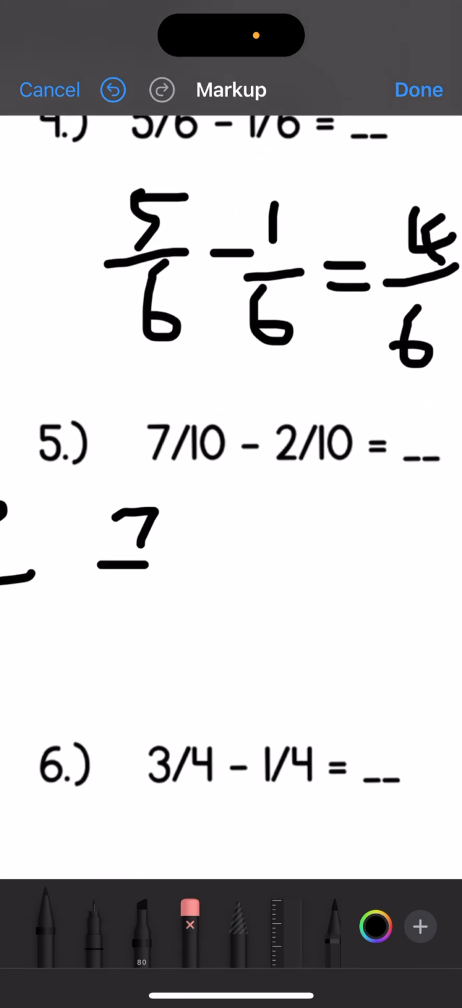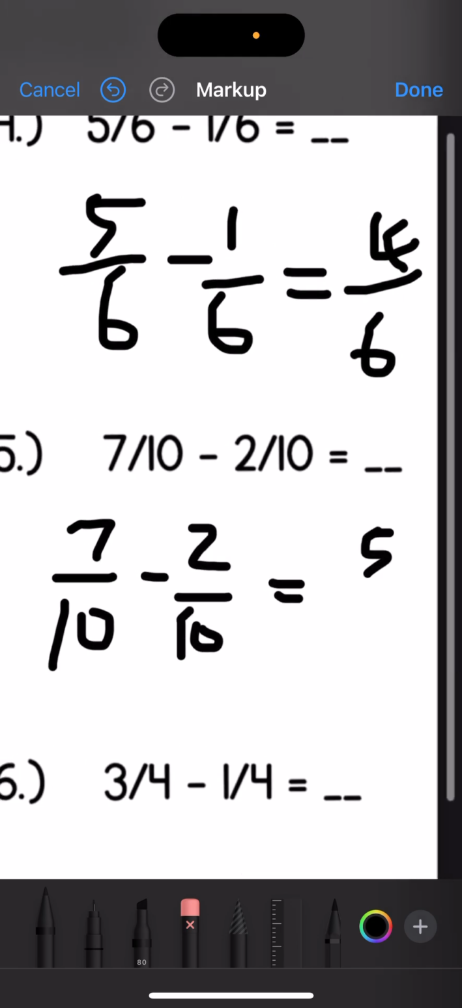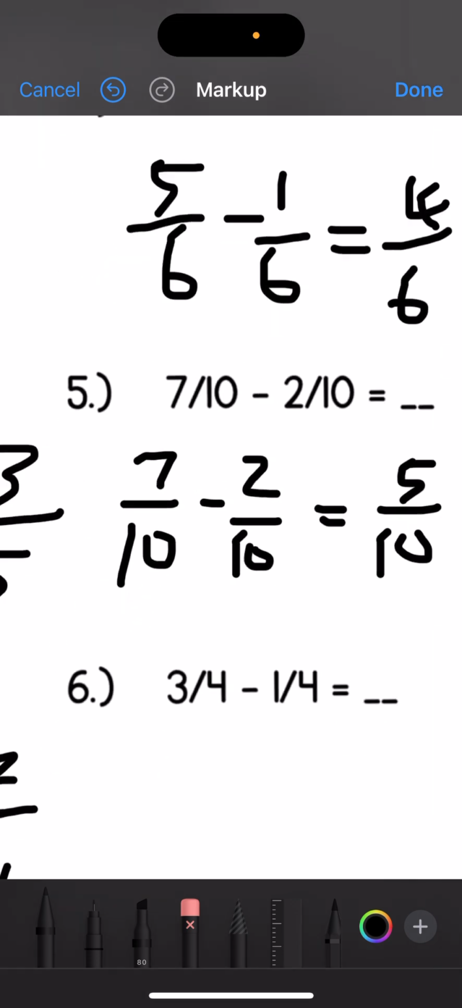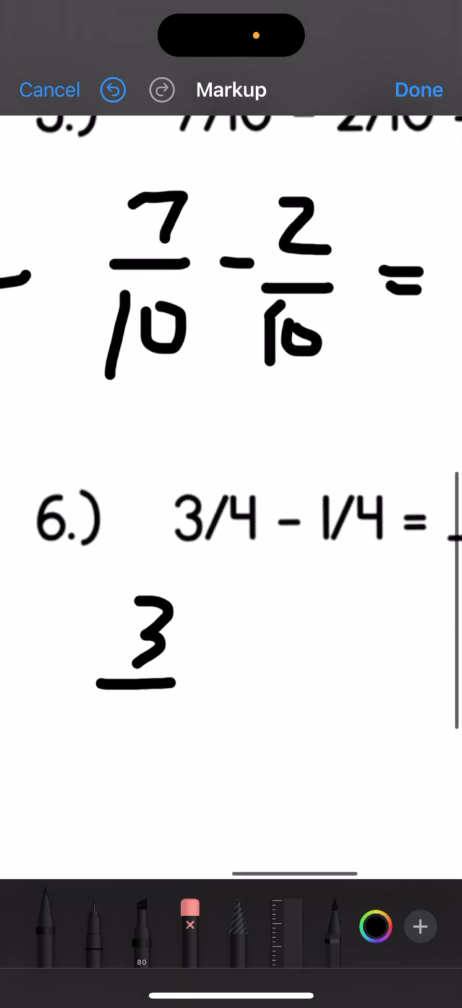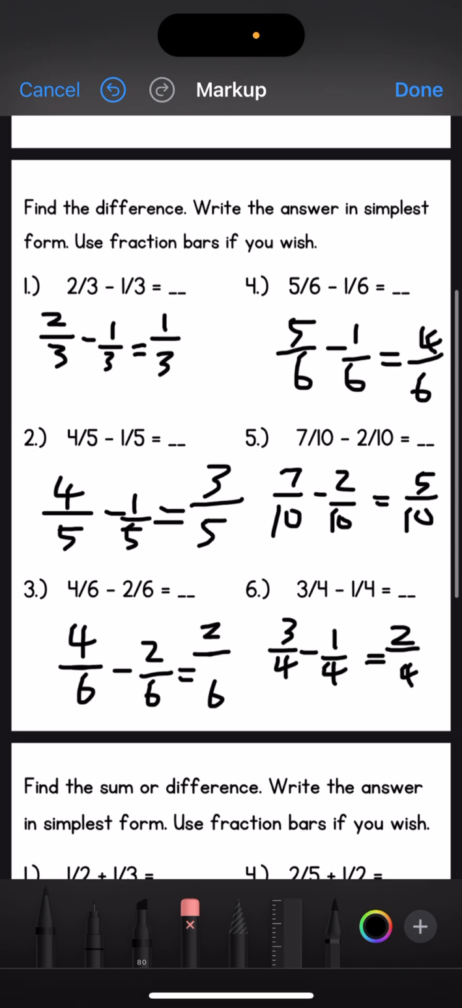Number 4, 7 over 10 minus 2 over 10. We will get 5 over 10. Number 5, 3/4 minus a quarter. Keep the denominator and subtract the numerator.